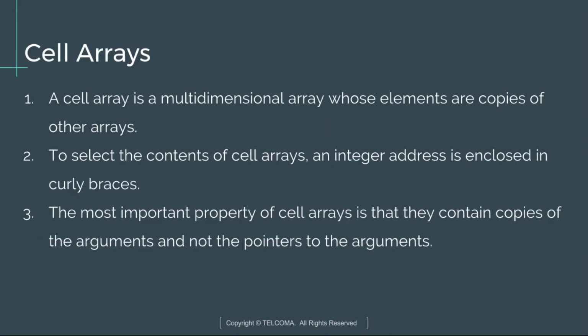Next is cell arrays. A cell array is a multidimensional array whose elements are copies of other arrays. They provide a way to combine a mixed set of objects, for example numbers, characters, matrices, or other cell arrays, under one variable name. To select the contents of cell arrays, an integer address is enclosed in curly braces. The most important property of cell arrays is that they contain copies of the arguments and not the pointers to the arguments.